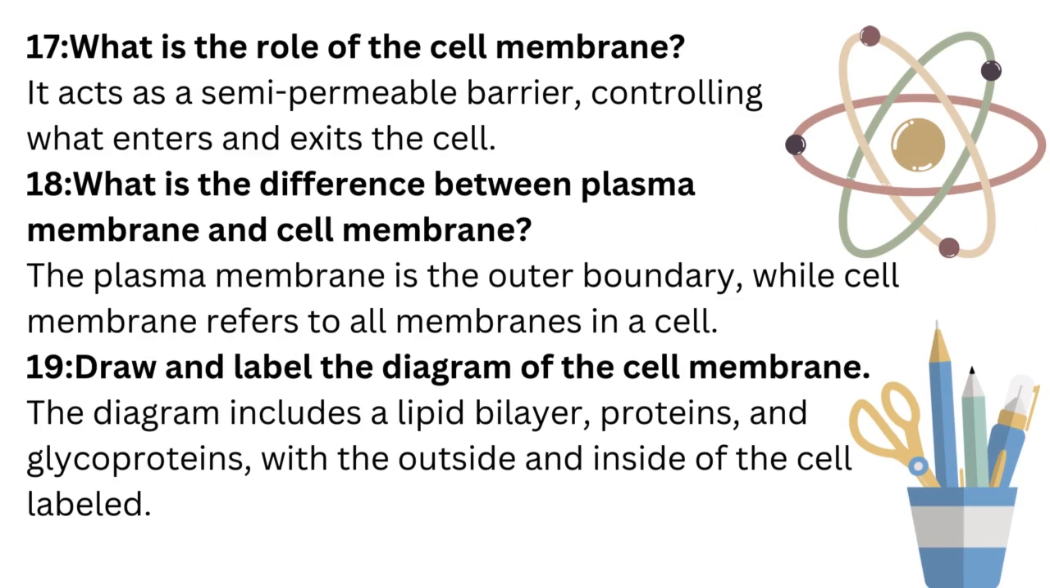What is the role of the cell membrane? It acts as a semi-permeable barrier, controlling what enters and exits the cell. What is the difference between plasma membrane and cell membrane? The plasma membrane is the outer boundary, while cell membrane refers to all membranes in a cell.